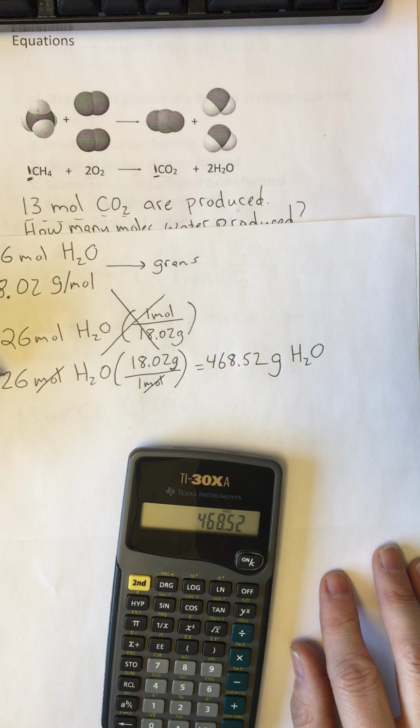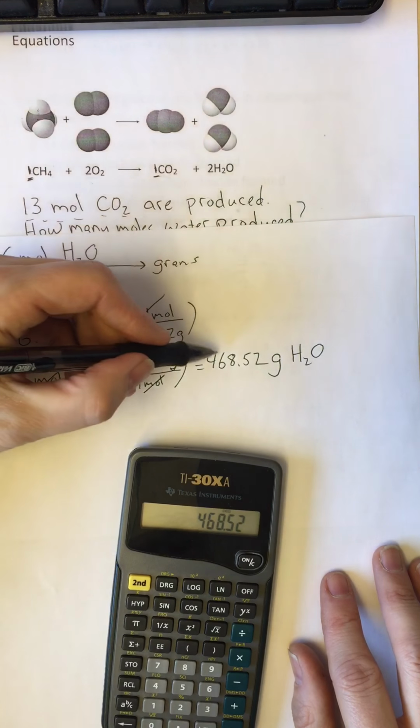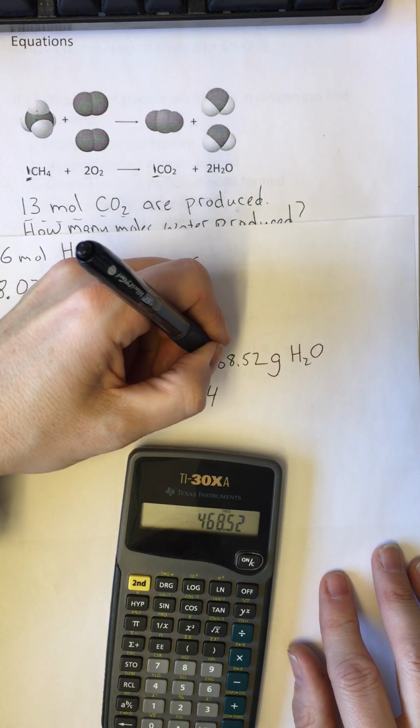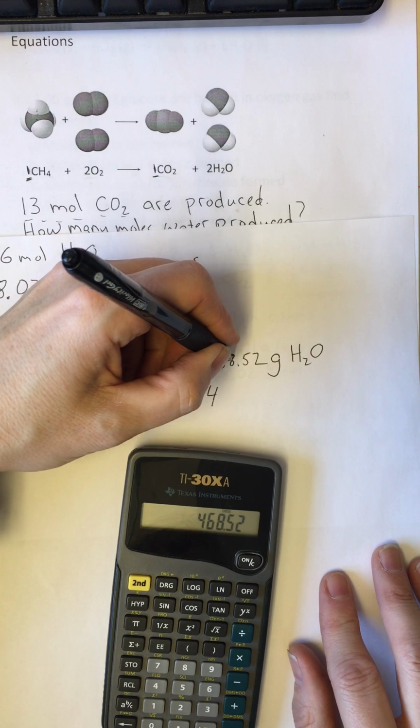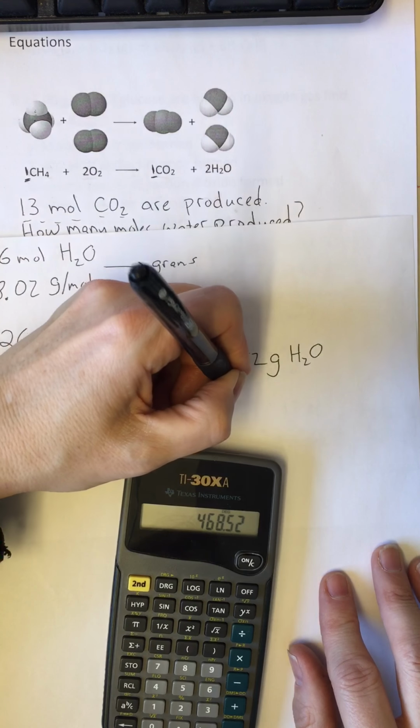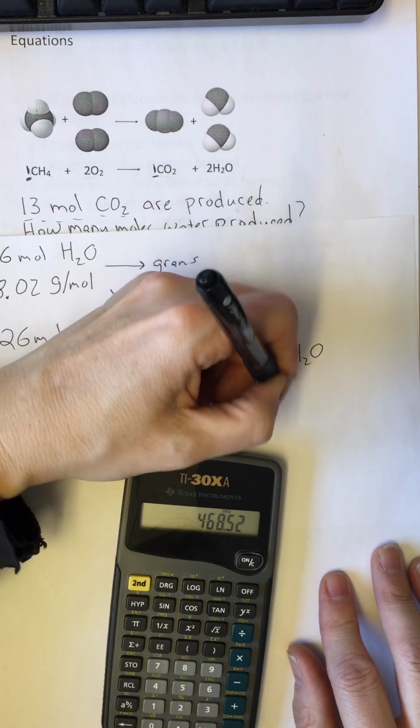I often forget this. 2 sig figs here. So we've got to round that off. Most significant, second most significant, the number after it is 5 or greater, so this goes up to a 7. So 470 grams of water.